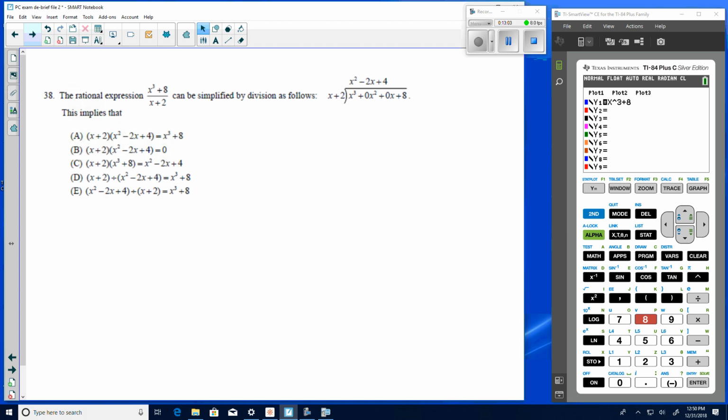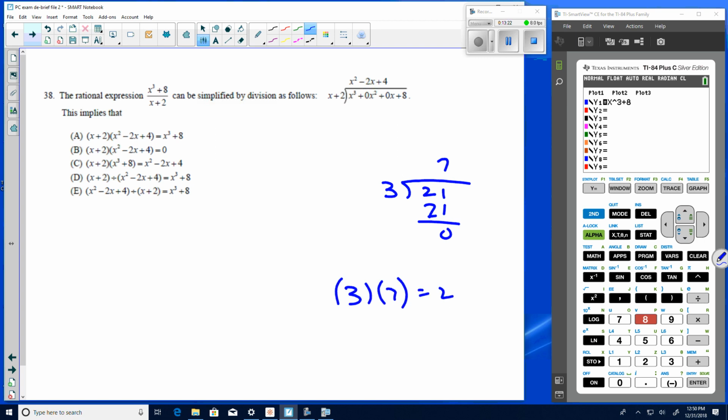38. A rational expression can be simplified by division. What does this mean? Again, we saw this in the warm-ups. And just to recall, if we have 3 divided into 21, and we know it goes 7 times with 0 remainder, what does that mean? Well, it means 3 times 7 is 21. So in this case, this x plus 2 times the x squared minus 2x plus 4 does in fact equal x cubed plus 8. The correct choice is A.